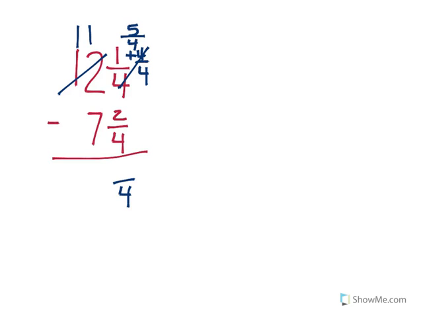Now I can subtract it. 5 minus 2 is 3. And now I've got 11 minus 7. And that is 4. So my answer is 4 3/4. Okay, we're going to do another one. Now I'm going to do 2 3/5 minus 1 1/2.